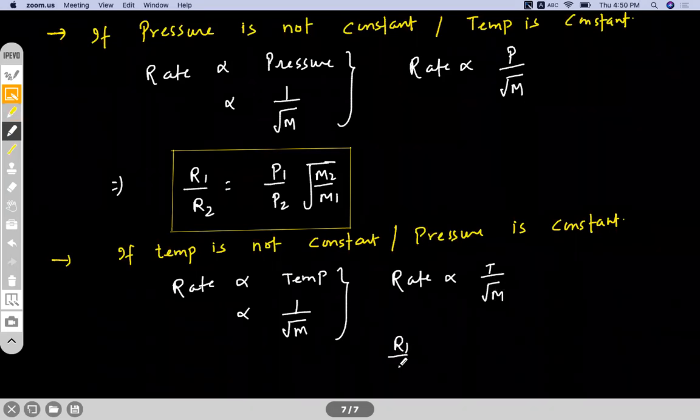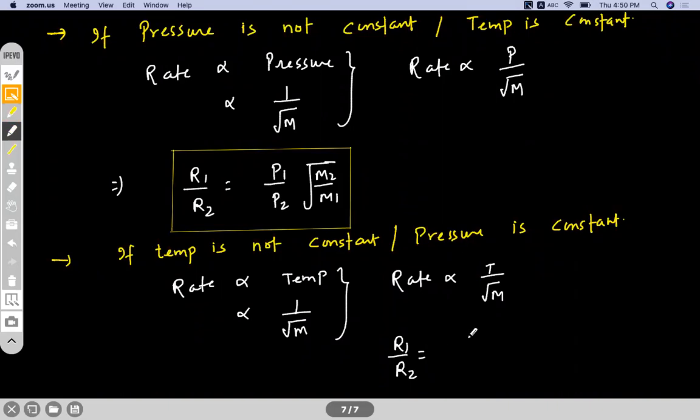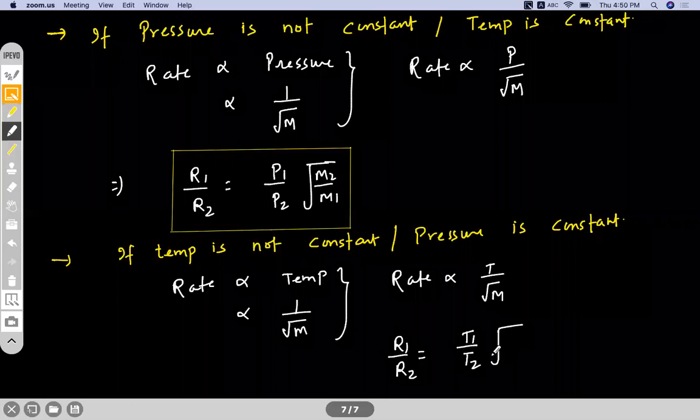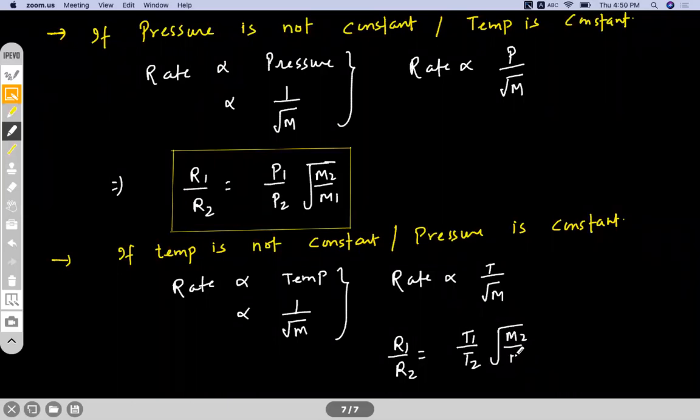hence R1 by R2 is equals to T1 by T2 root over M2 by M1. Remember, this M is the molecular mass of the gas. So if the gas is mentioned, molecular mass is given. Copy this down.